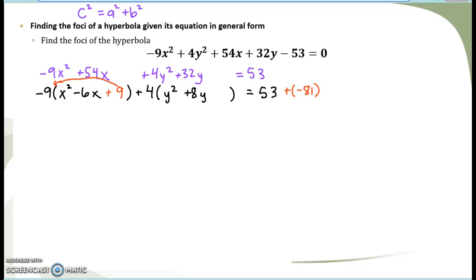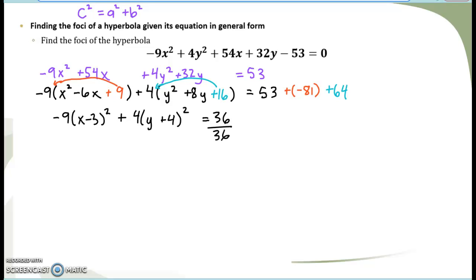Now, for this portion, I take negative b divided by 2a and square that, and I get that I need to add 16. But that's only inside of the parentheses. I'm really adding 16 times this 4 here, which is 64. So to both sides I need to add 64. So for this portion I get negative 9 times (x minus 3) squared plus 4 times (y plus 4) squared. And all of this, when I add it together, equals 36.